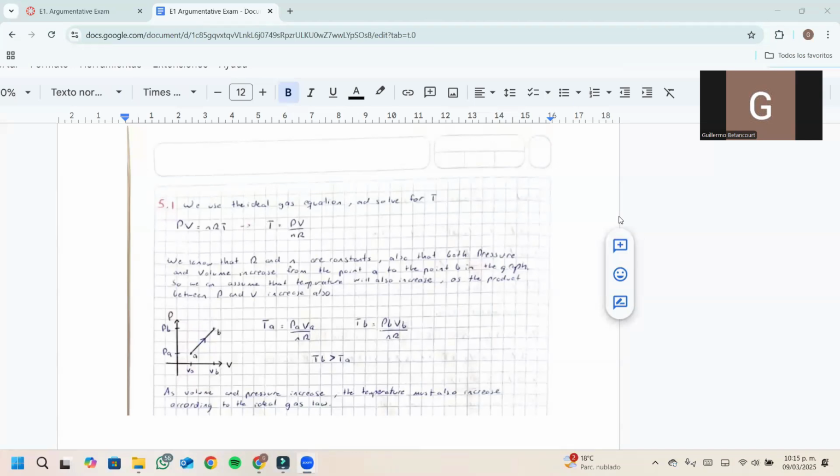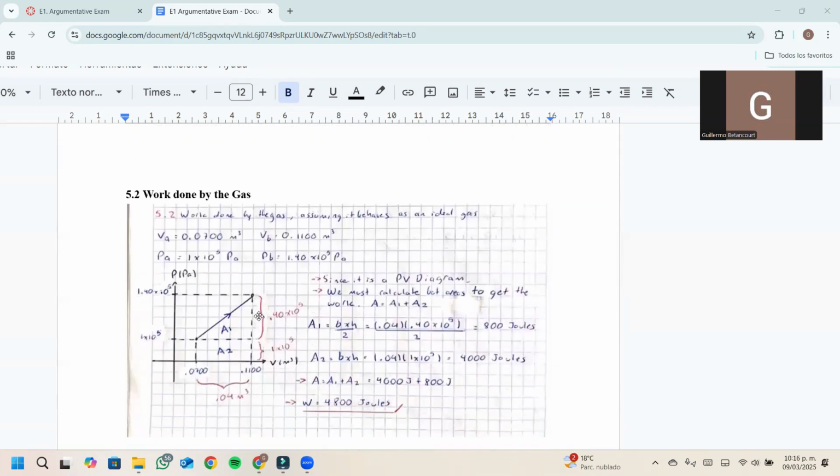And in the final problem, we have to use the ideal gas equation and solve for T. And for this problem, we know that the R and n are constants. So both pressure and volume increase from point A to point B, as we can see in the graph. So we can assume that temperature will also increase as the product between P and V, pressure and volume, will also increase. For this, we know that the temperature in B will be greater than the temperature in A. As volume and pressure increase, the temperature must also increase according to the ideal gas law.